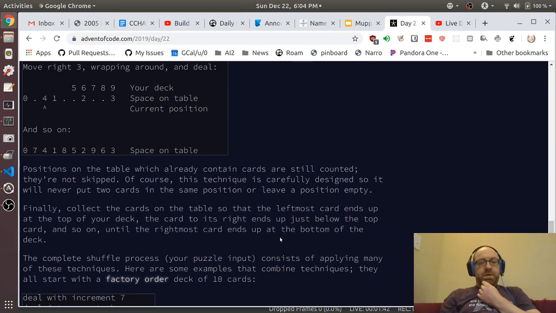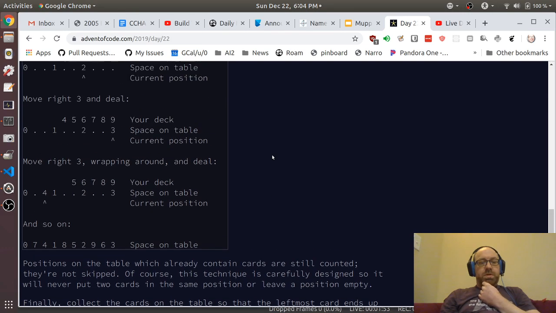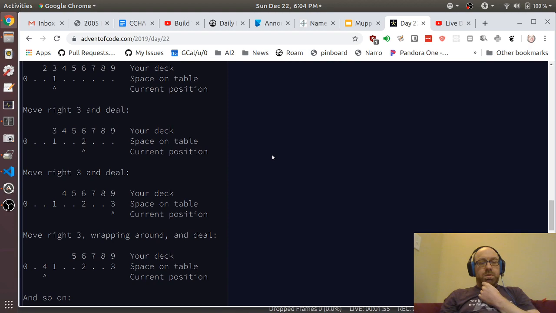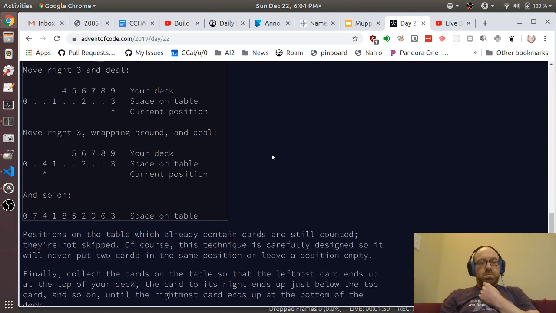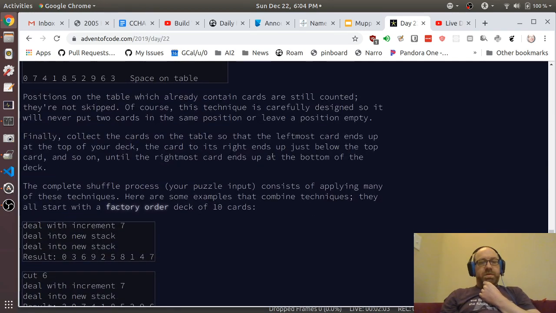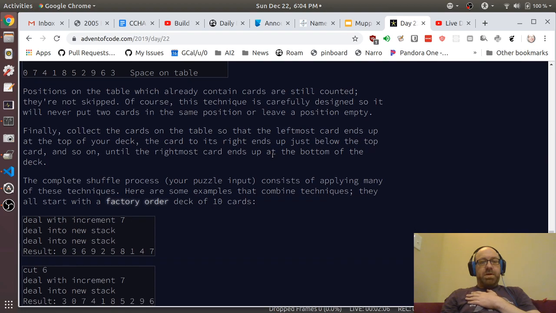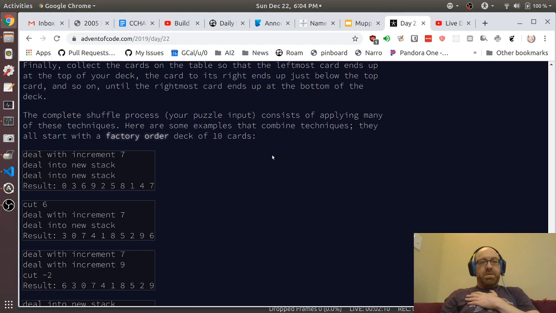They're not skipped for this technique. It's carefully designed, so you never put 2 cards in the same position or leave positions on the table which already contain cards. Are still counted. Finally, collect the cards on the table so that the leftmost card ends up at the top of your deck and the rightmost card is at the bottom of the deck. Each process is applying many of these techniques. Here are some examples, going to take the rest factory order.